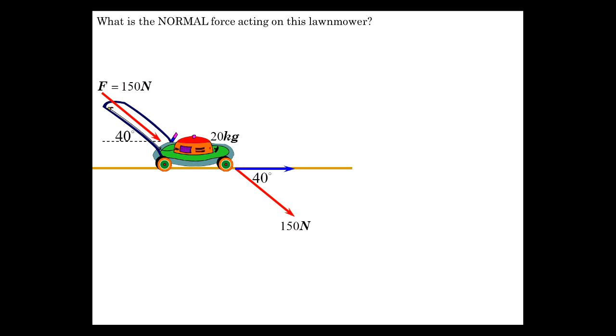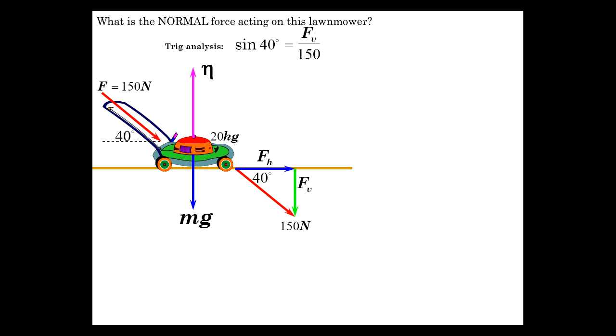So there it is. Now this has a horizontal component and a vertical component. You may be seeing the issue already with the normal force. If not, you will. So here is the rest of the story, the weight of the lawnmower and the normal force. Now you might notice I drew the normal force a different length, and we'll see why that is. So, a little trig analysis on this. Sine of 40 is F vertical over 150, so the vertical force is 150 sine of 40, which is 96 newtons.